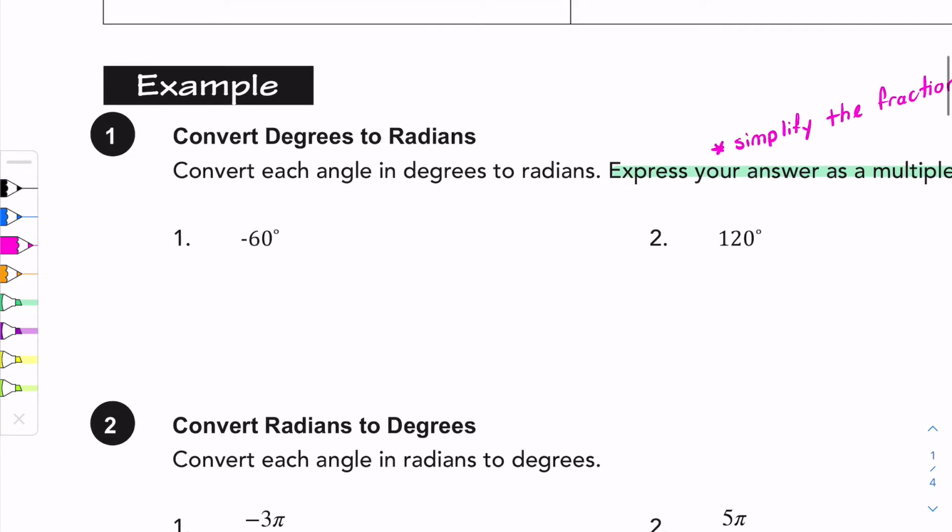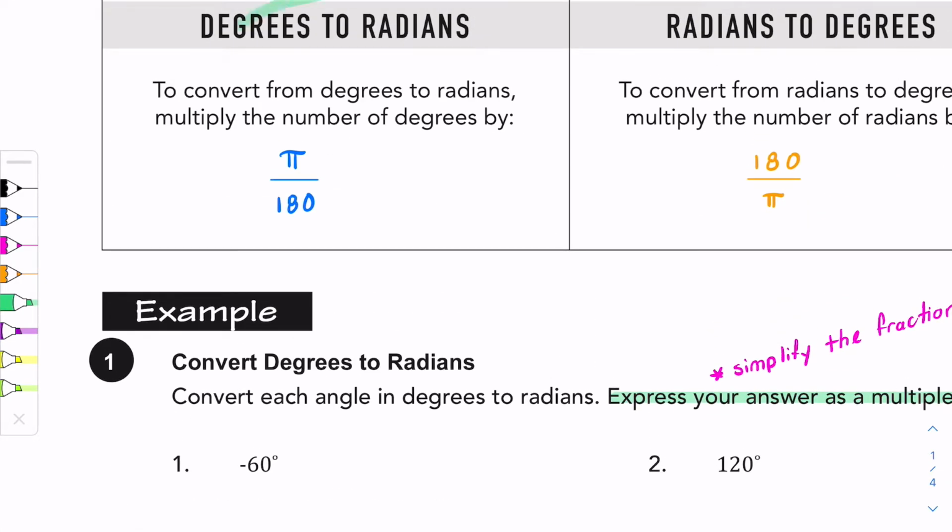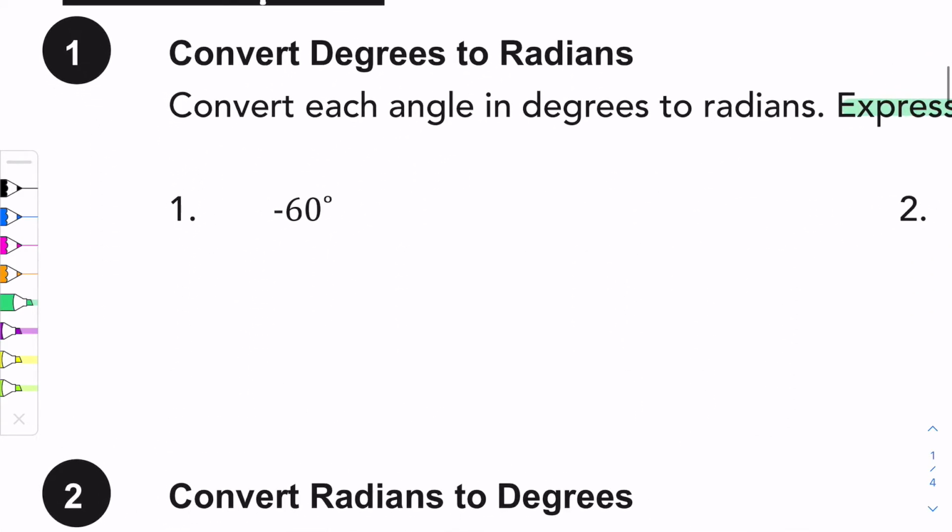So looking at number one, we have negative 60, and above we are converting from degrees to radians. So in this case, we are multiplying by pi over 180. That means we take negative 60 and we multiply this by pi over 180. This just becomes a fraction being multiplied by another fraction. Recall that 60 is technically over 1. So you can eliminate common factors between the numerator and the denominator.